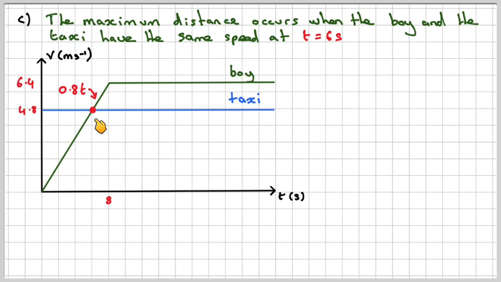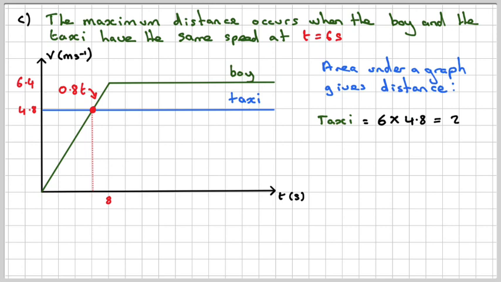So the point we're interested in here was when t is equal to 6. The area under the graph gives distance. So for the taxi, it will be this rectangle here. It will be 6 times 4.8, which gives me 28.8 meters. And then for the boy, this will just be that triangle, so it will actually be half of that distance. So half of 6 times 4.8, which is 14.4 meters. That's the distance they travelled up to 6 seconds.